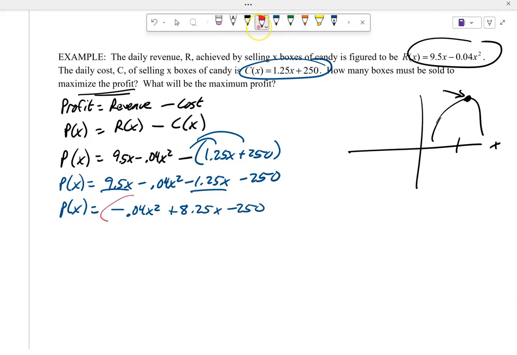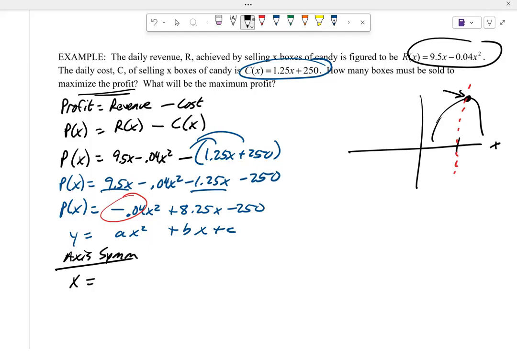Again, notice this a value is negative, so we do know it's flipped over, right? But this is our profit function. I'm trying to maximize this. So this is like the ax squared plus bx plus c. It's going to maximize at our vertex. The vertex is on the axis of symmetry. So let's find this axis of symmetry, x equaling negative b over 2a.